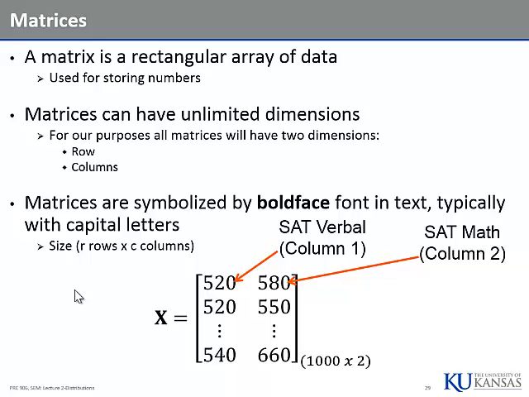Here's an example. This box down here is a matrix. It has all 1,000 people from my sample in it. The first column is SAT verbal, and SAT math is column 2. We describe the size of this matrix as the number of rows by the number of columns. There are 1,000 rows, because each person takes up a row, and 2 columns, because each variable takes up a column. The size of matrices is important because the algebraic operations sometimes don't work unless the sizes correspond. Matrix multiplication is the problem. We'll get to that in just a bit.